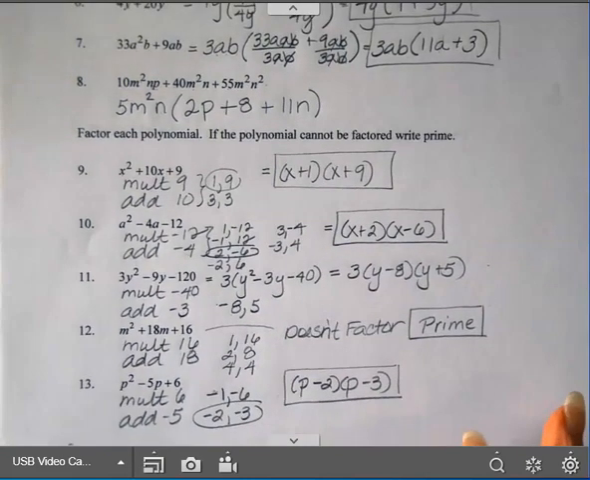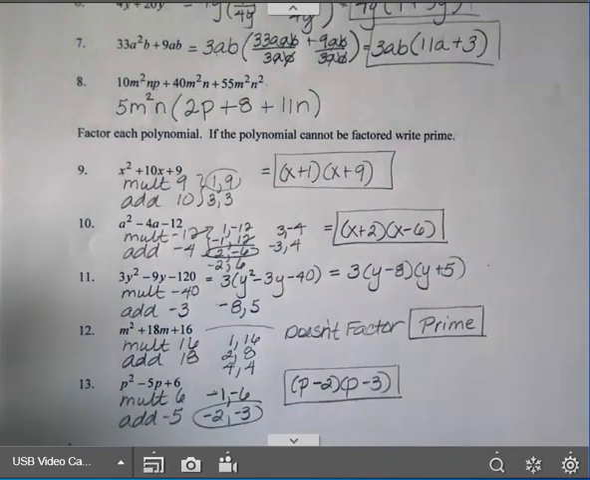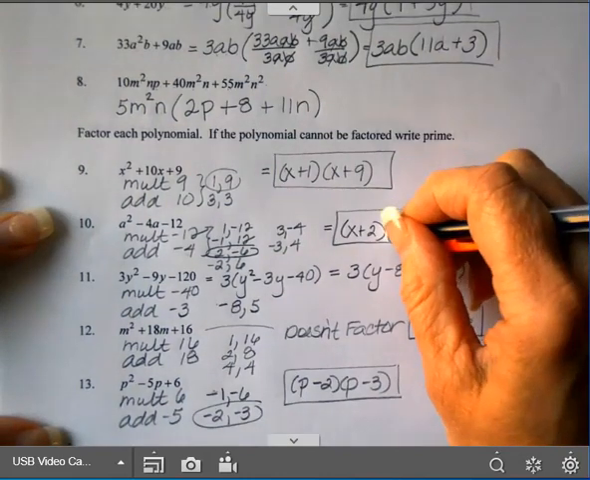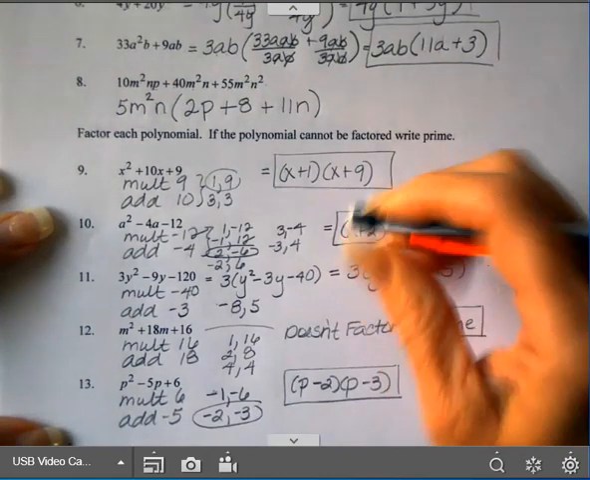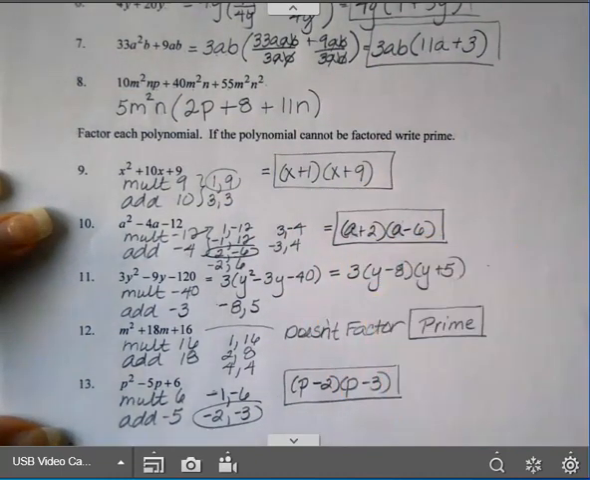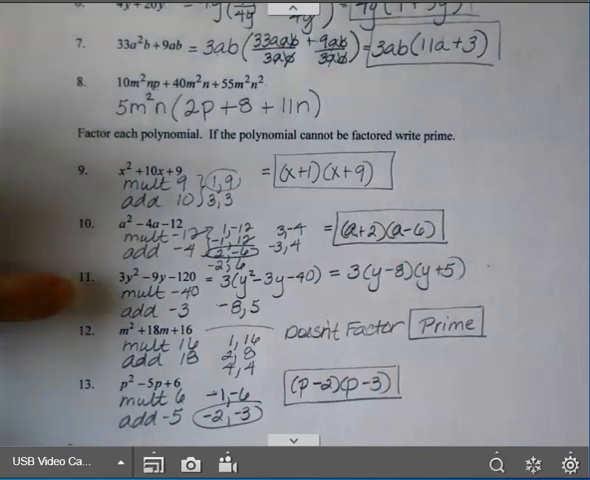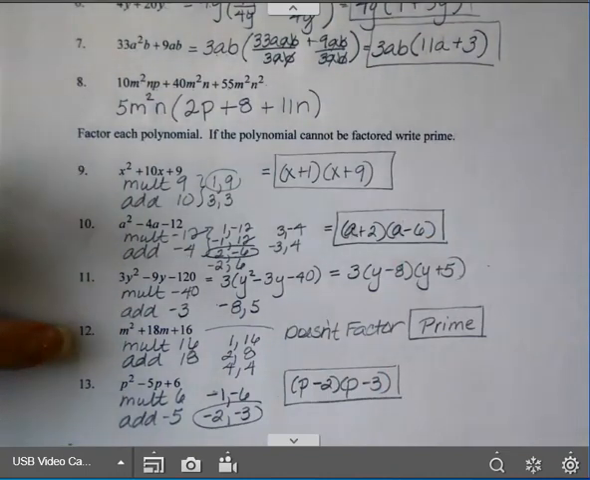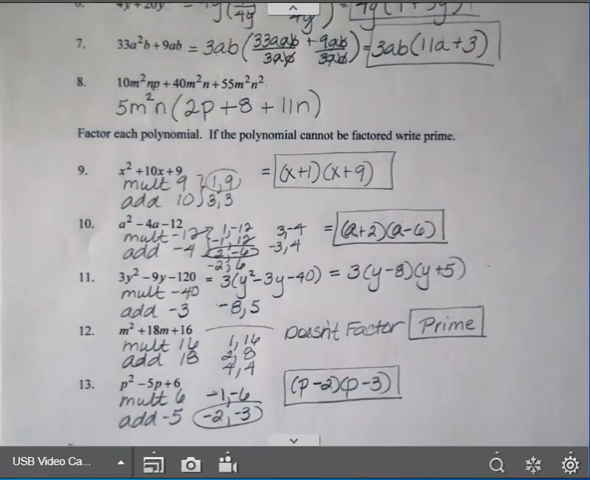Make sure you use the correct letter. It looks like on number 10, I used X and I should have used A. So I'm going to go back there and fix that. So that one is X's, that one's A's, that one's Y's, that one is M's, but it didn't factor, and that one's P's. Okay, so I have all of that fixed now. We are done with the notes for today.